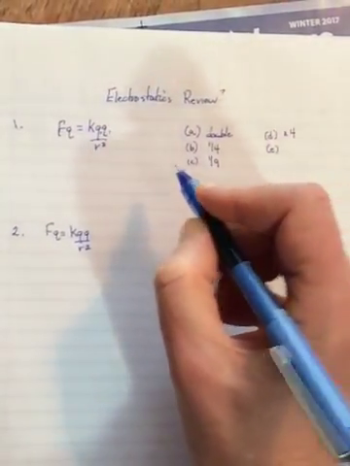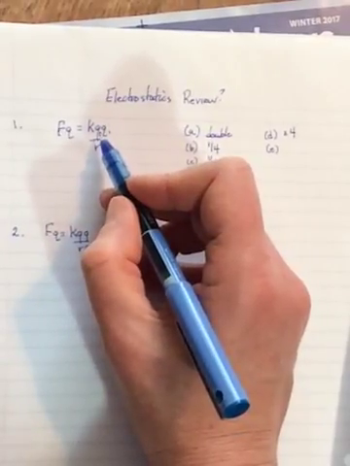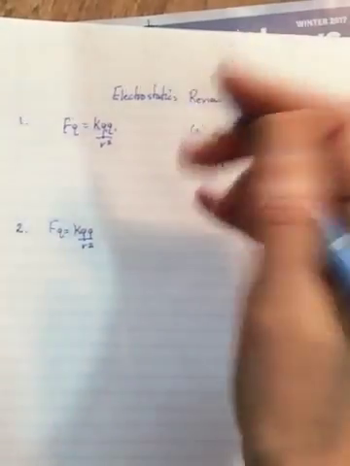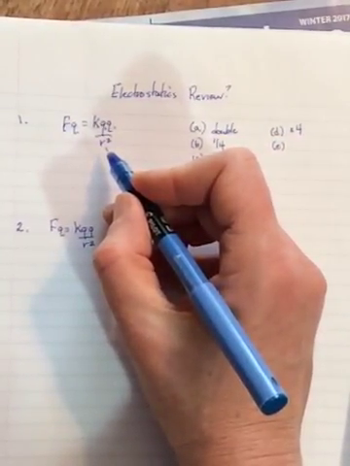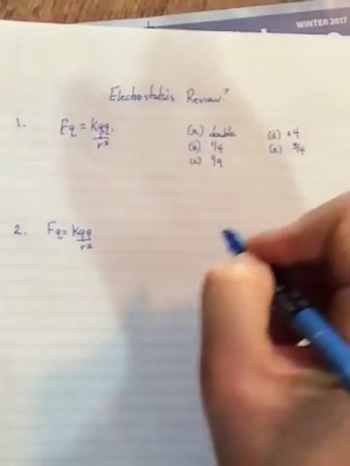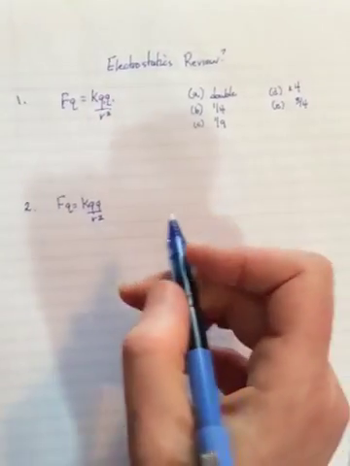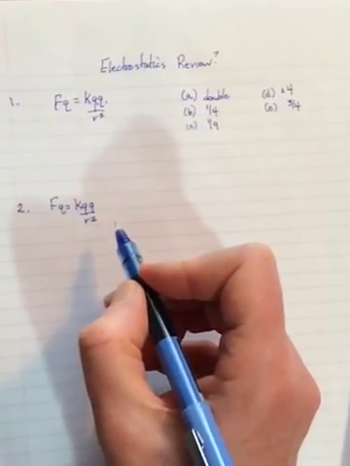And then the last one, what if you tripled Q and doubled r? So if we triple Q, F should get bigger by a factor of 3. If we double r, F should get smaller by a factor of 4. So in the end, F should be 3/4 as big. Hopefully that makes sense.